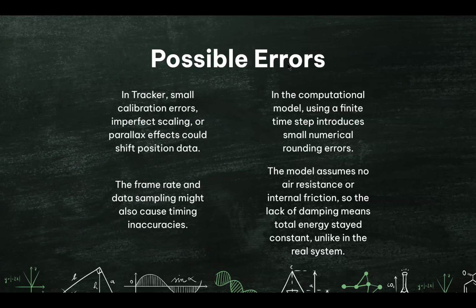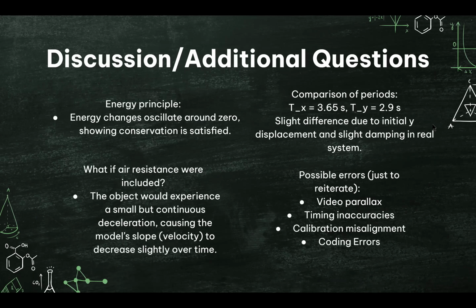Some possible errors: in Tracker, small calibration errors, imperfect scaling, or parallax effects could shift position data. The frame rate and data sampling might also cause timing inaccuracies. In the computational model, using a finite time step introduces small numerical rounding errors, and the model assumes no air resistance or internal friction, so lack of damping means total energy stayed constant, unlike in a real system.